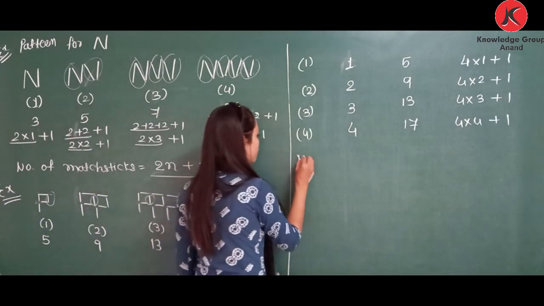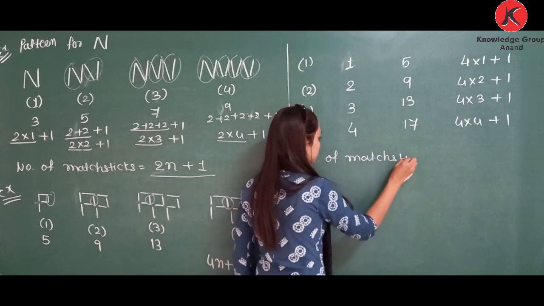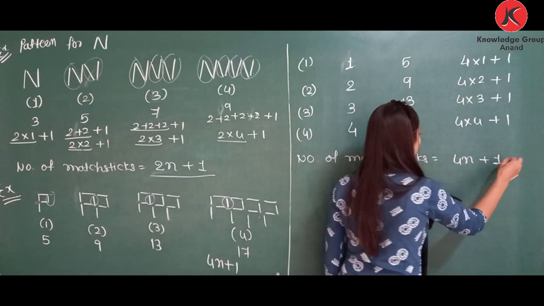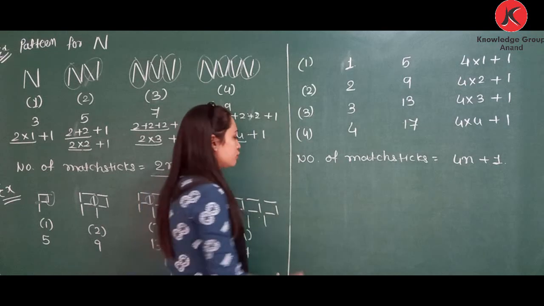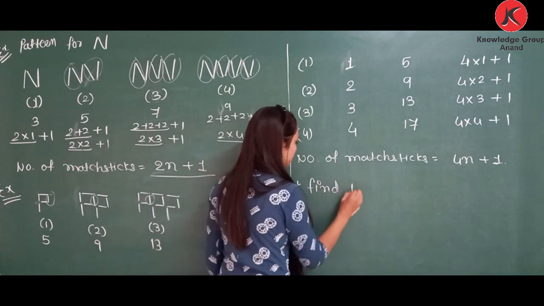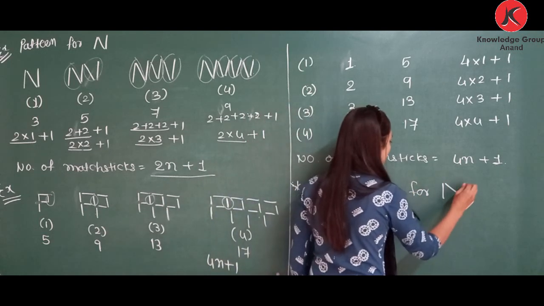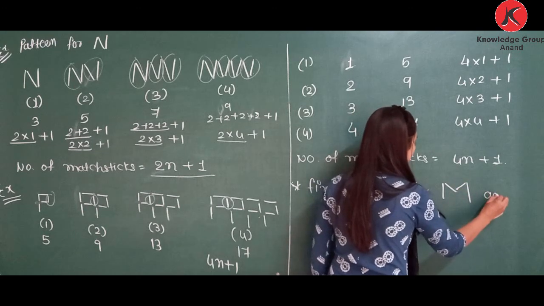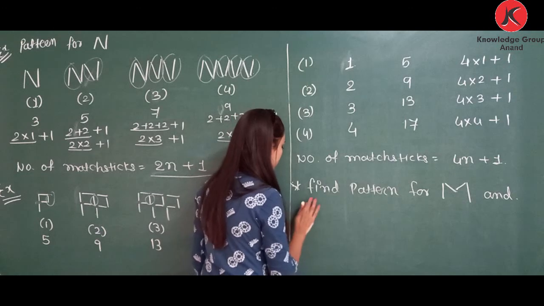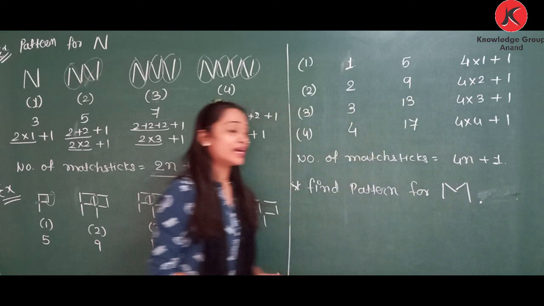So the number of matchsticks will be 4n plus 1. Clear? You need to find in homework the pattern for n, so only find the pattern for that, that will be in homework.